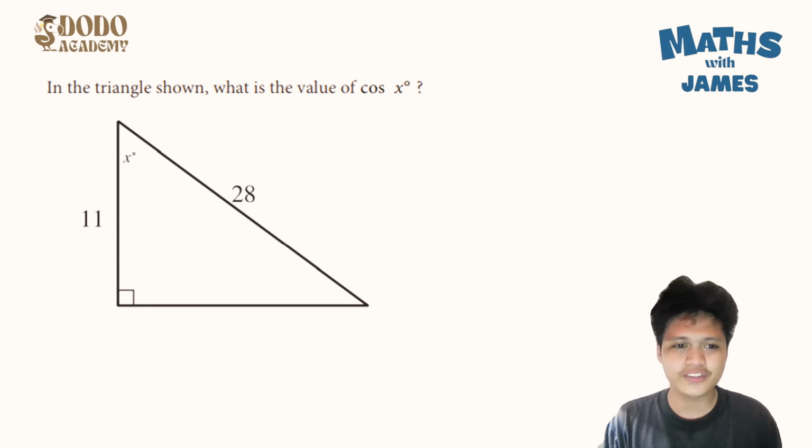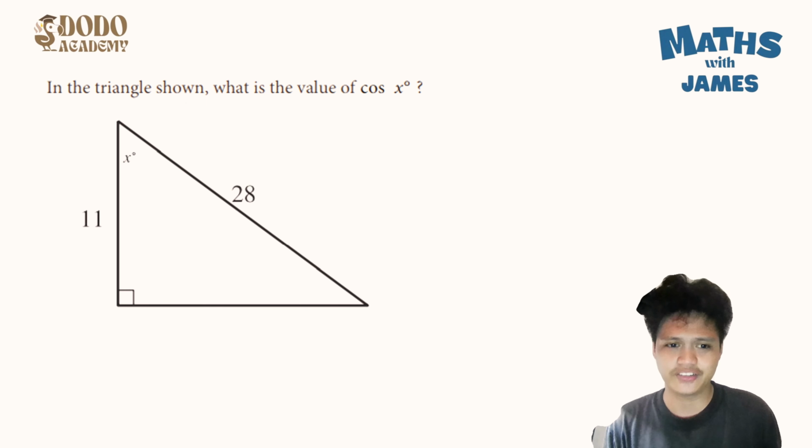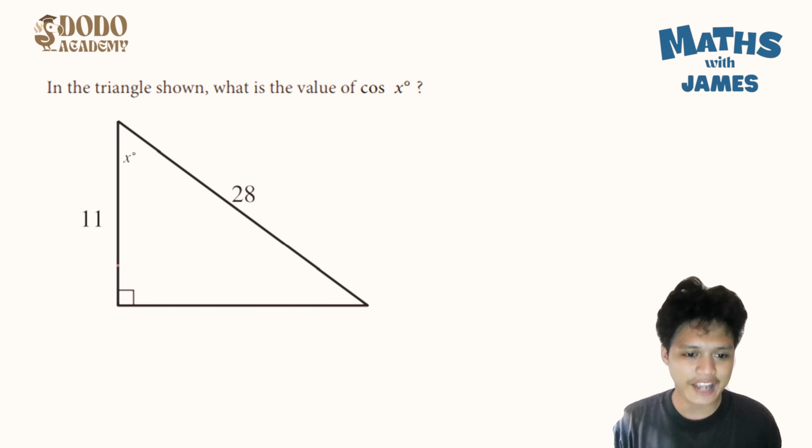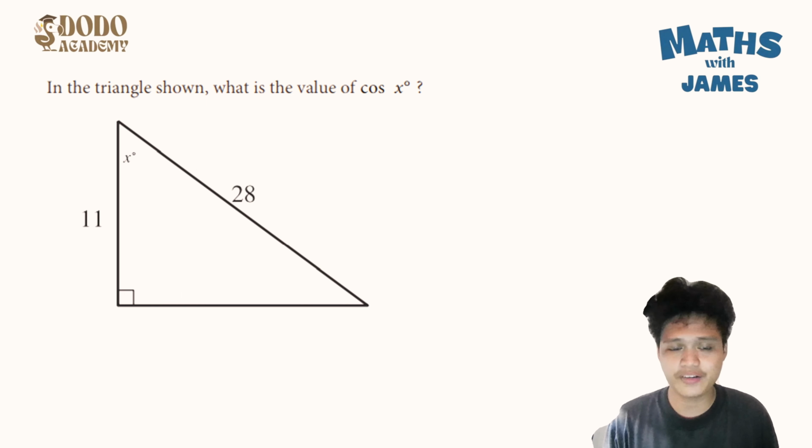So, our question for today is: we're given the triangle as shown on the screen, and we are tasked to find the value of cosine x degrees. Take note that this is actually a right triangle, and how do we solve for the value of x?